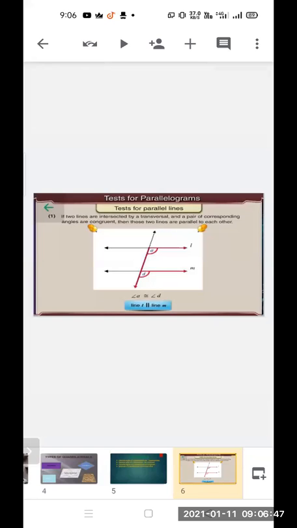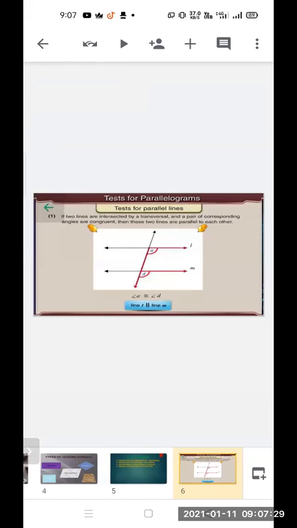Apart from these properties, children, we have studied tests for parallel lines. We have already discussed this in the previous lecture, and you have already studied it in the second chapter. What is the application of this test? Why should we study it? This test helps us to find whether the two given lines are parallel or not.